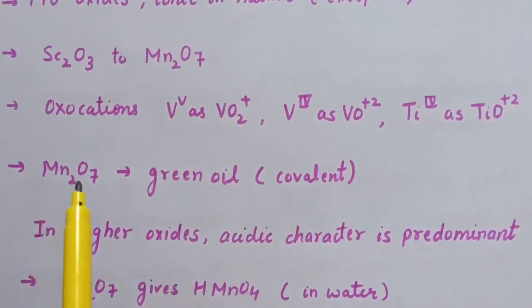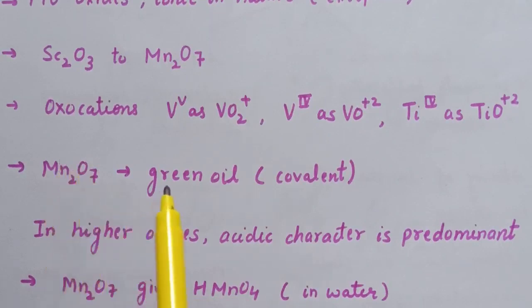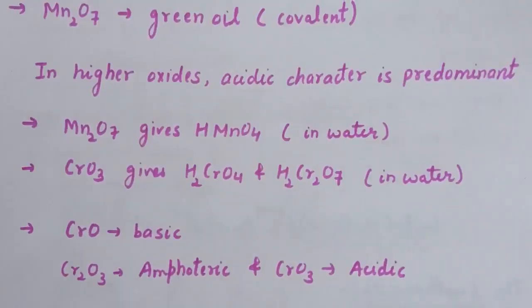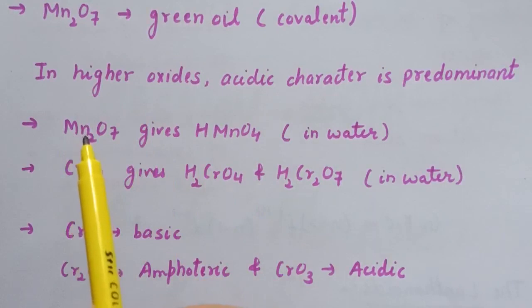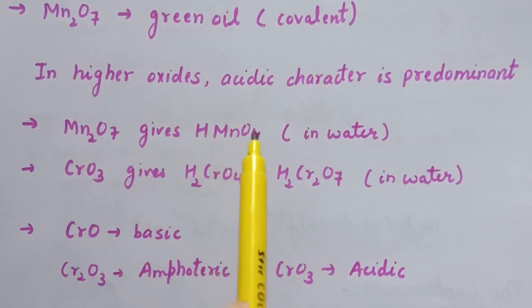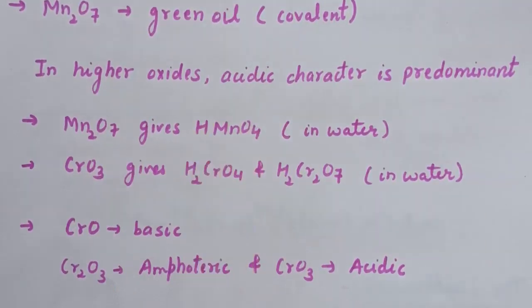As the oxidation number of a metal increases, the ionic character decreases. Here is the oxide of manganese, Mn2O7, where the oxidation number of manganese is +7, and it is a green oil which is covalent in nature. In higher oxides, acidic character is predominant. If we dissolve Mn2O7 in water, it gives HMnO4. Chromium trioxide gives H2CrO4 and H2Cr2O7 in water. Chromium oxide CrO is basic in nature, Cr2O3 is amphoteric, and chromium trioxide is acidic in nature.